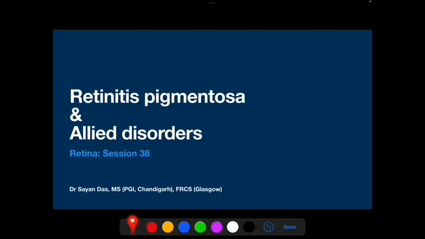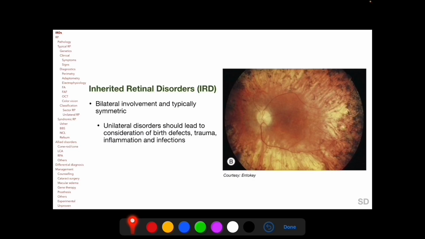Welcome. In this session, we'll be discussing retinitis pigmentosa and allied disorders, which belong to the broad category of inherited retinal disorders, and we will start with an overview of inherited retinal disorders. Inherited retinal disorders are characterized by bilateral involvement, and typically they involve the two eyes of an individual symmetrically.